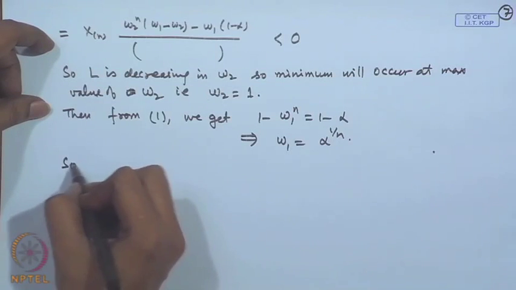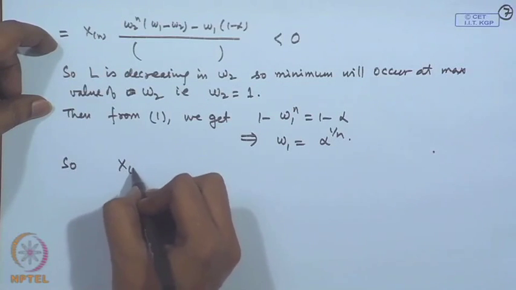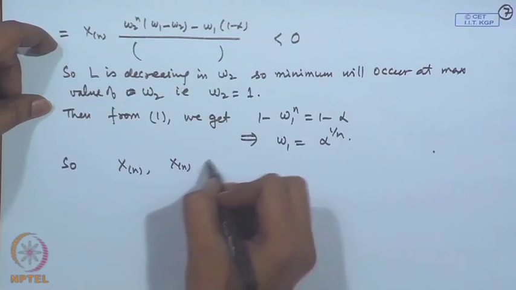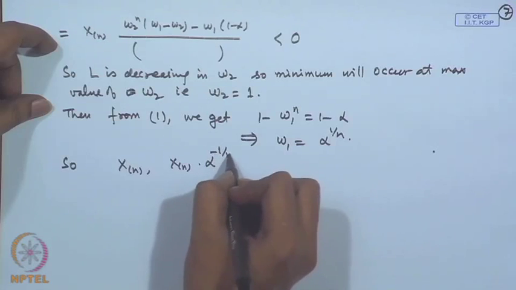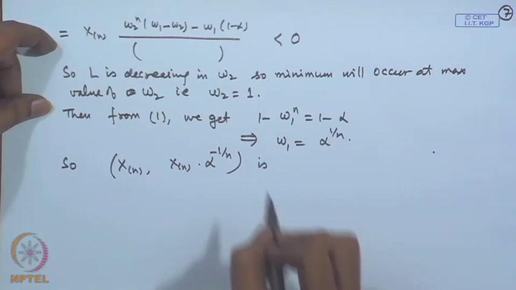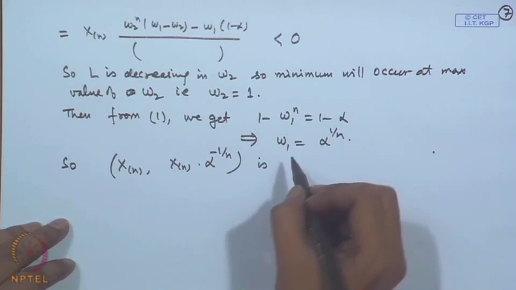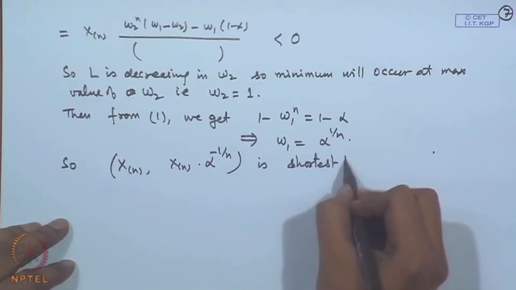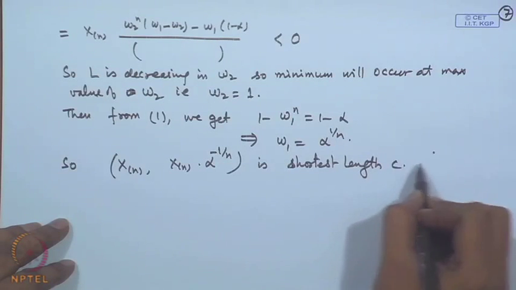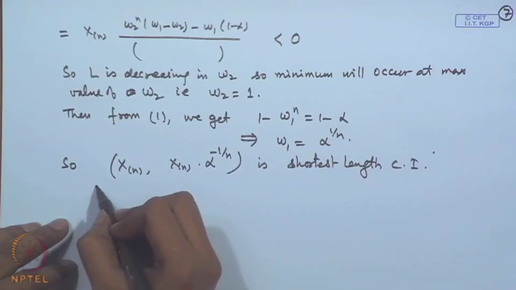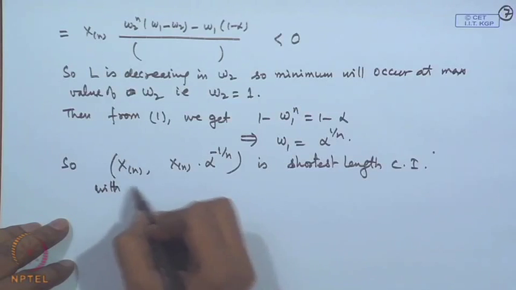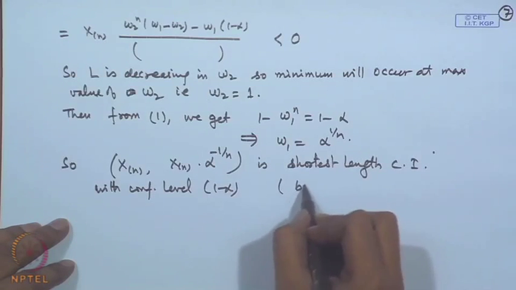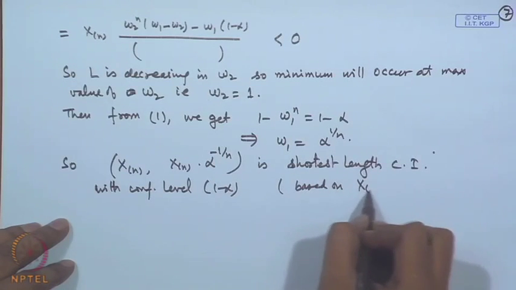So, the interval is x n to x n multiplied by alpha to the power minus 1 by n. This is the shortest length confidence interval with confidence level 1 minus alpha. This is based on x n.